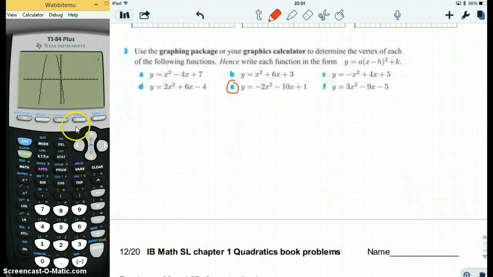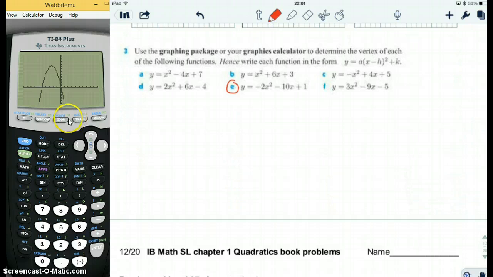Whoops, not tall enough. Now let me do window, and then I'll put y max of about 20. That should be okay. And graph. Okay.